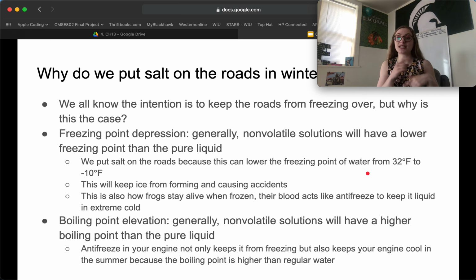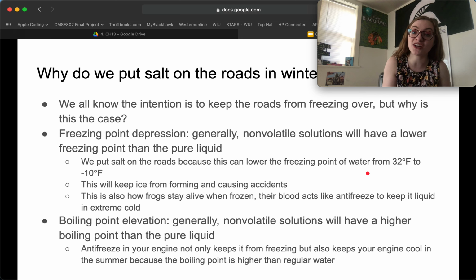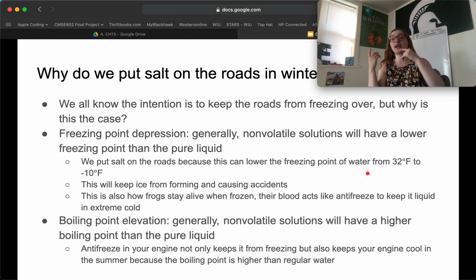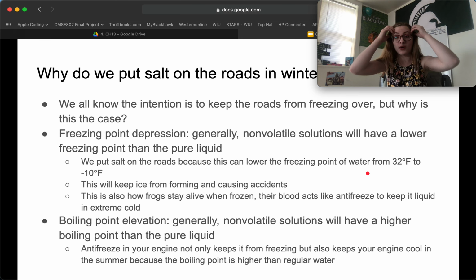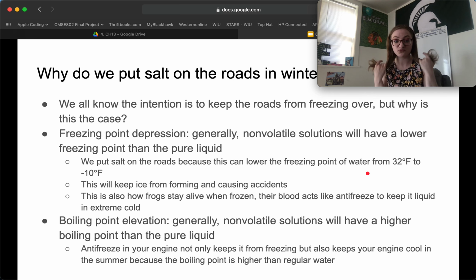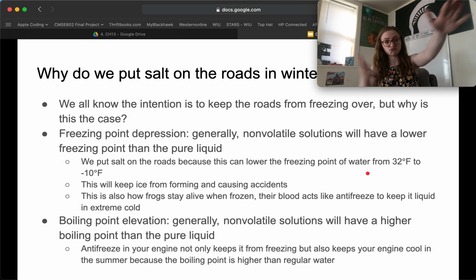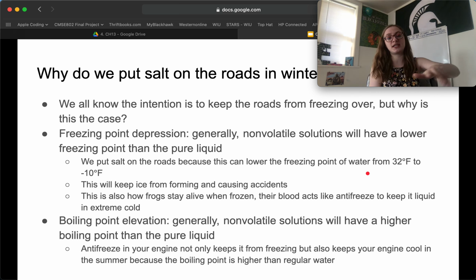So not only does it keep your engine from freezing in the winter, it's going to raise that boiling point. So when it's really hot here in the summer too, our cars can still handle that situation, or even in hotter areas than where we are. So it's a pretty cool scenario. So again, anytime you have a non-volatile liquid, so a stable solution, you're going to have a lower freezing point than in a pure liquid, and you're going to have a higher boiling point than in a pure liquid.